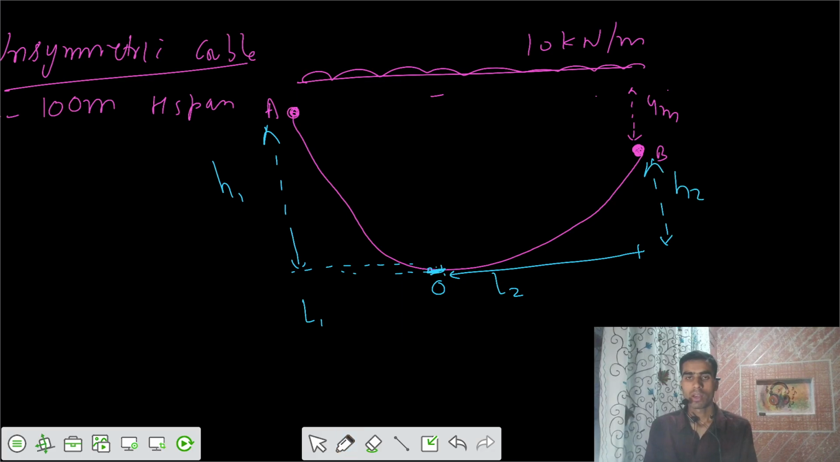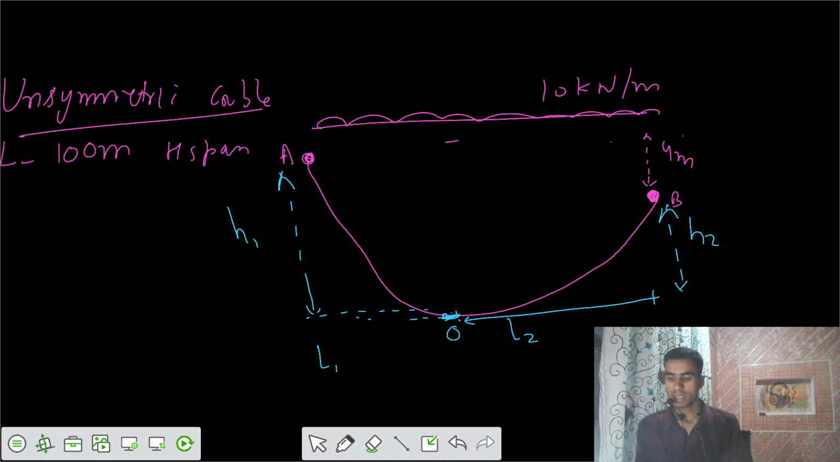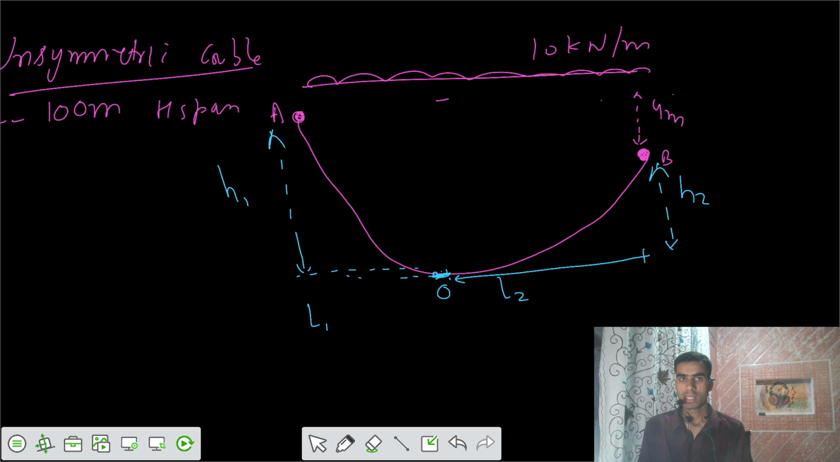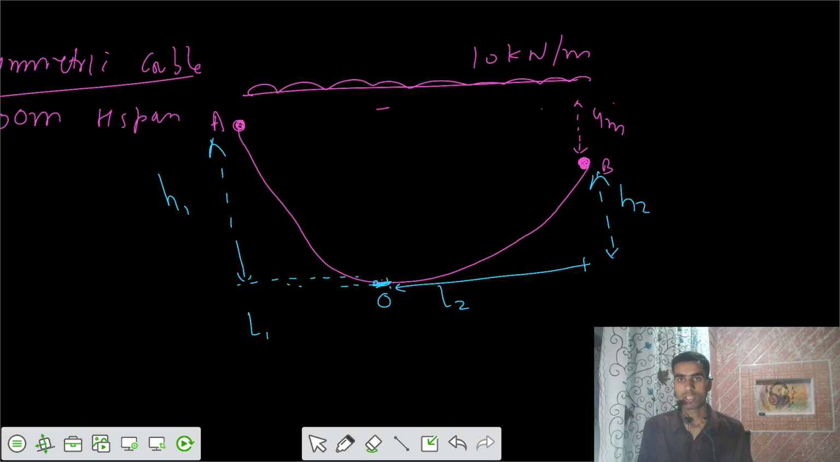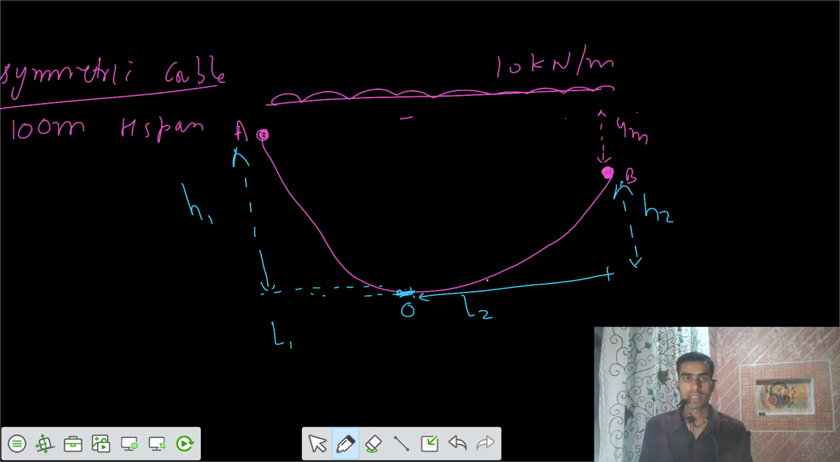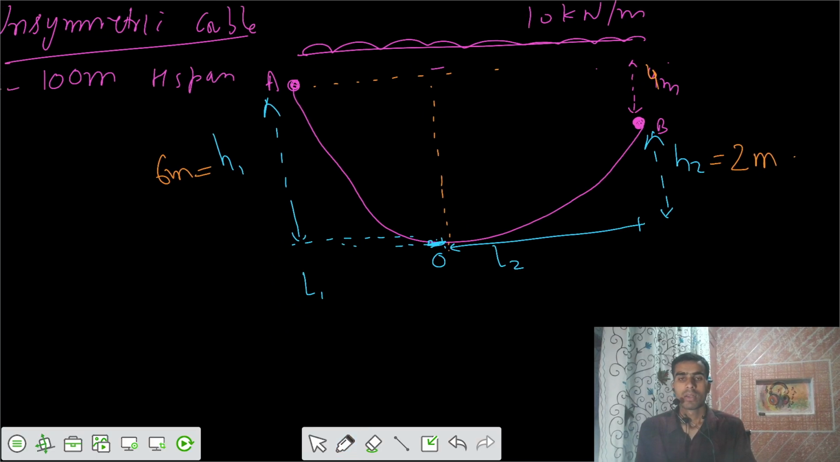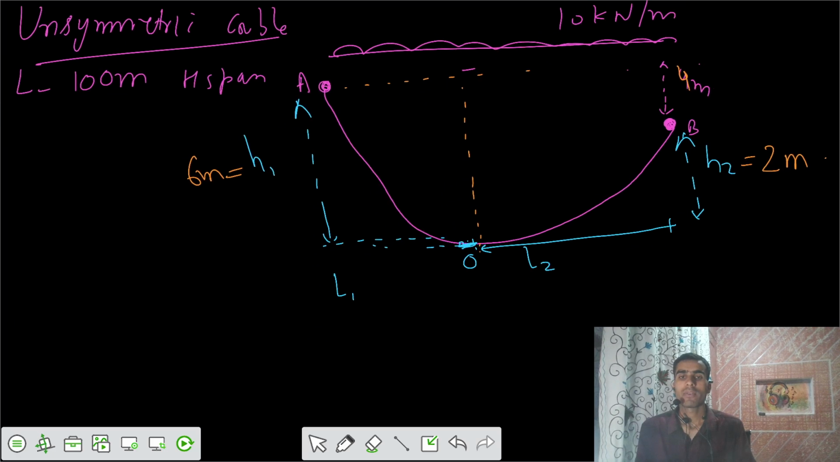Now, the problem is saying that the sag of the cable measured from the higher end is 6 meter. That means H1 equals 6 meter. If you have this reference line, this is also 6 meter, and if this is 4 meter, can you get the value of H2? Can we say H2 equals 2 meter? Okay, we got the values of H1, H2. Can we get the values of L1, L2?